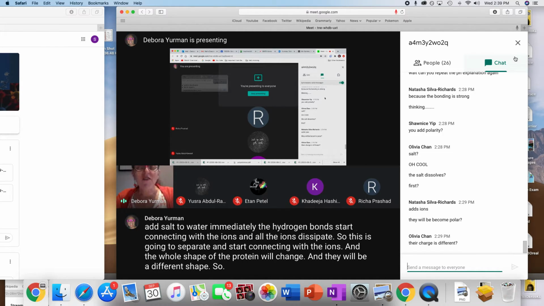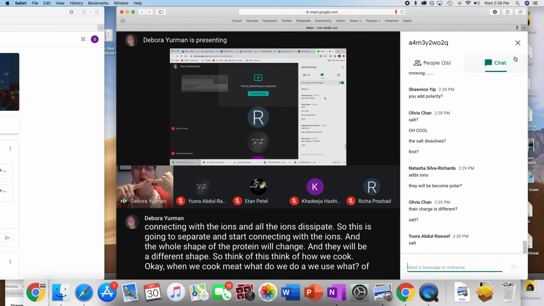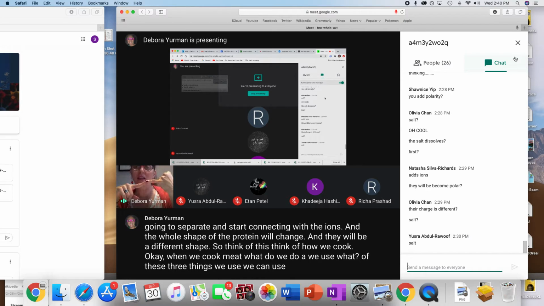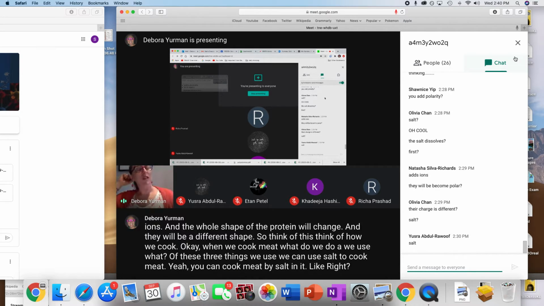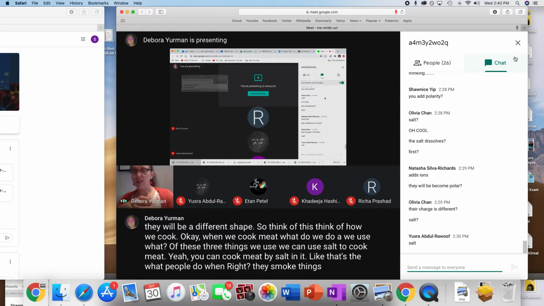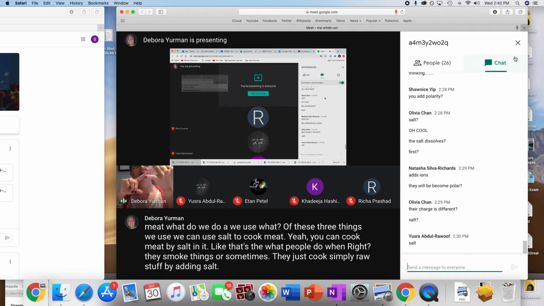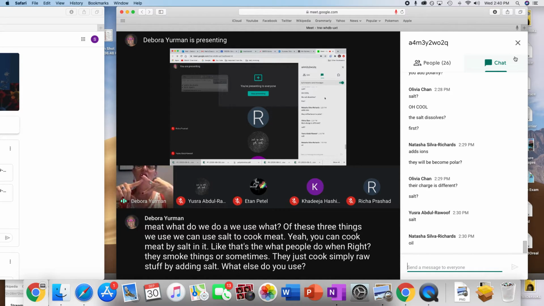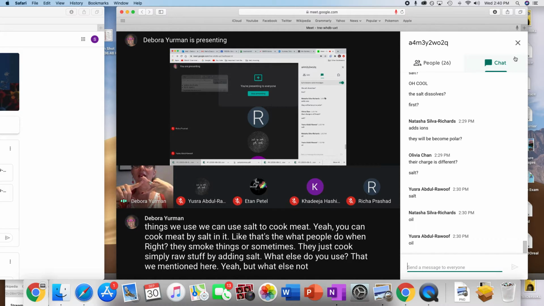So think of this. Think of how we cook. Okay? When we cook meat, we use what? Of these three things, we can use salt to cook meat. Yeah, you can cook meat by salting it, right? That's what people do when they smoke things, or sometimes they just cook simply raw stuff by adding salt. What else do you use that we mentioned here? Yeah, but what else? Not just oil. Oil and what?